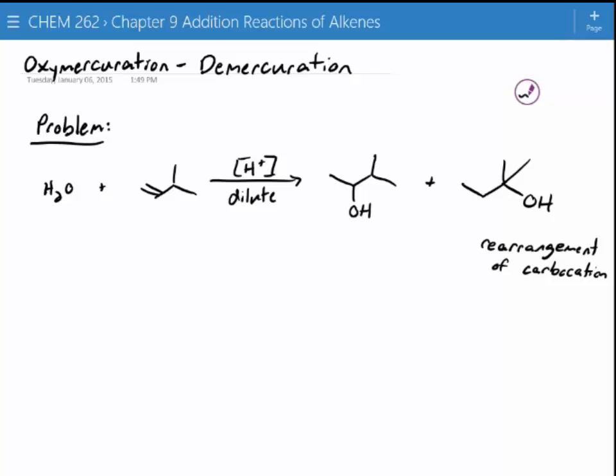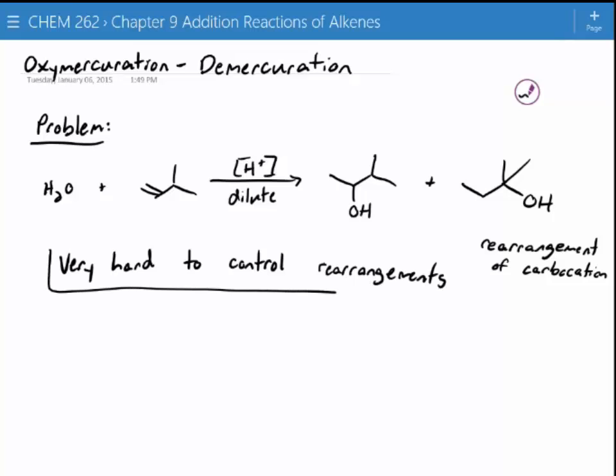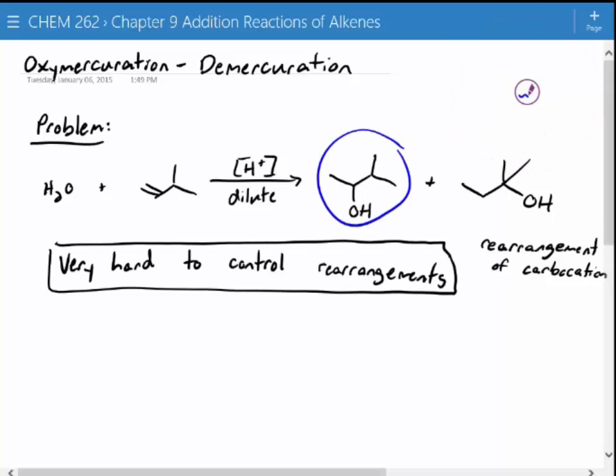All right, so the problem with these reactions is that it is very hard to control rearrangements. And this is a significant problem, because if our target molecule is this one on the left and we're getting a significant amount of the one on the right, we're not being very efficient as chemists. So we need to figure out a different method of making the alcohol so that only the one on the left is produced and not the one on the right.